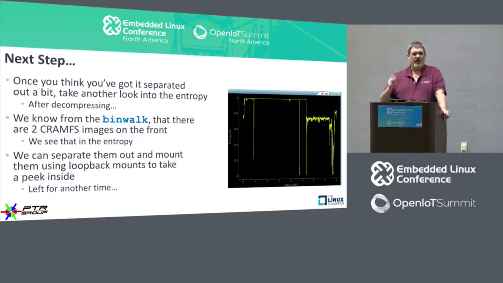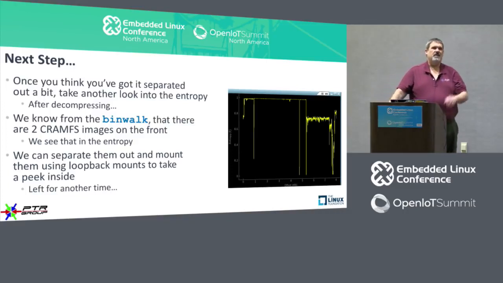In this particular case, we did the binwalk on it. We found out there were two CRAM-FS images in the front. We know what their offsets are. Because we know what their offsets are, we can simply mount them and take a look at them. That's a really nice thing about the way the loopback interface works in Linux. If we can identify what the file system is, we can simply loopback mount it and then take a look inside. CRAM-FS is compressed, but not the headers. So the data is compressed, but the headers are visible, so you can look at the names of the files inside of CRAM-FS.